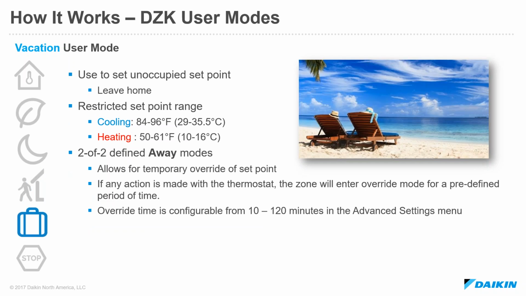There's a vacation mode as well, also typically a little bit more of a residential focus, but the same situation applies. It's an unoccupied set point, with an even more restricted set point range, 84 to 96 in cooling, 50 to 61 in heating. Just be aware this is another away mode within the DZK logic. Maybe you have a housekeeper, a dog watcher, or something like that. They can come and override that vacation set point for a predetermined amount of time.